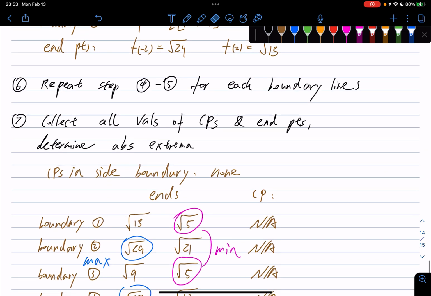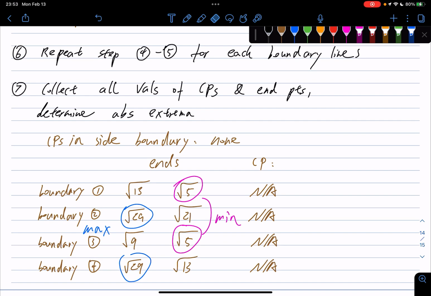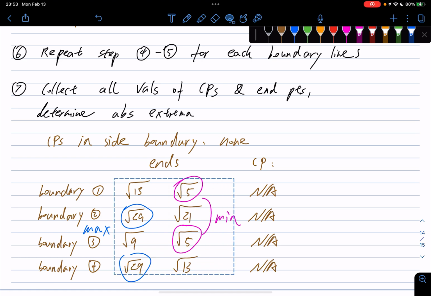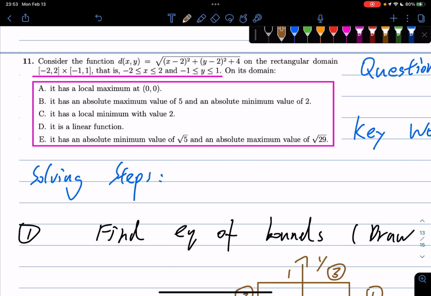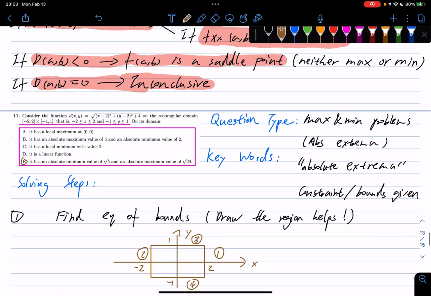Finally, we're going to collect all values of critical points and endpoints, and we can determine the absolute extrema. Again, there are no critical points inside the boundary. The only one that we found is outside of the boundary. And for each boundary line, we have 1, 2, 3, 4, again no critical points, but we do have endpoints. If you collect all of them, you will find root 5 is the absolute minimum, and root 29 is the absolute maximum. So that is the correct answer to question number 11. So that is all for Fall 2019 Exam 1.